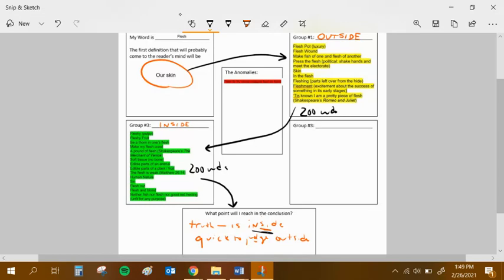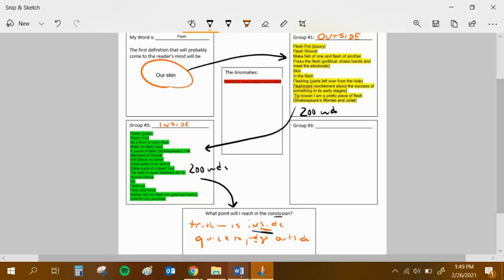So this is how we use the planner as a way of logically leading the reader to where we want to arrive. And so what's most important is for you to understand what your conclusion is going to be. Take your time to develop that conclusion. Once I develop that conclusion, then I can say, cool, now I know my conclusion. How am I going to get there?